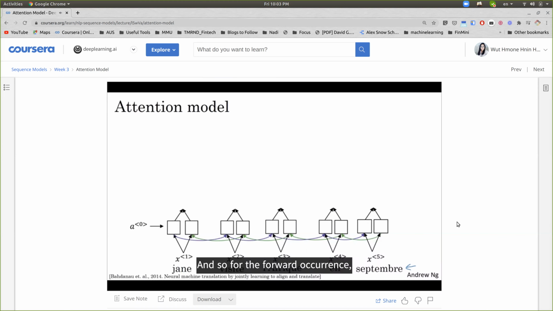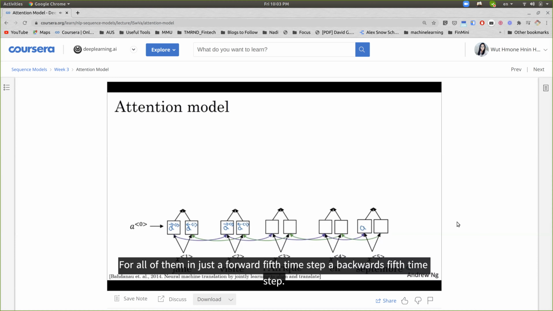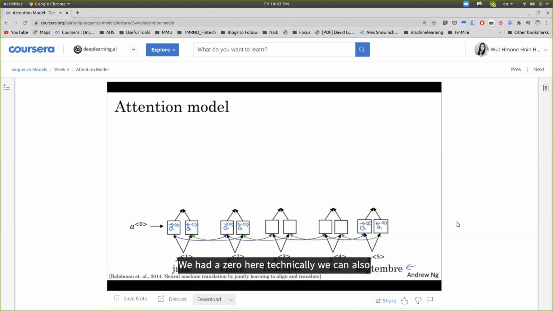And so for the forward occurrence, you would have a forward occurrence, first time step, activation, backward occurrence, first time step, activation, forward occurrence, second time step, activation, backward, and so on, up to the forward fifth time step. You have an A0 here. Technically, you could also have a backward sixth as a vector of all zeros.